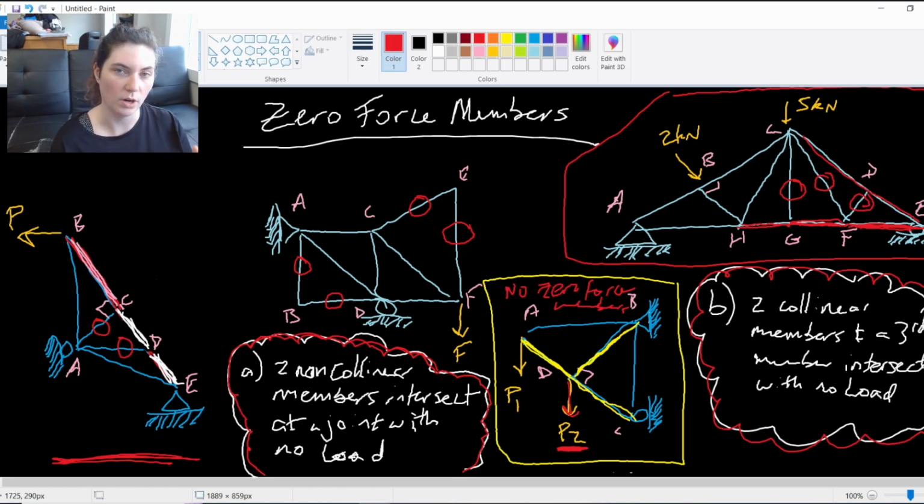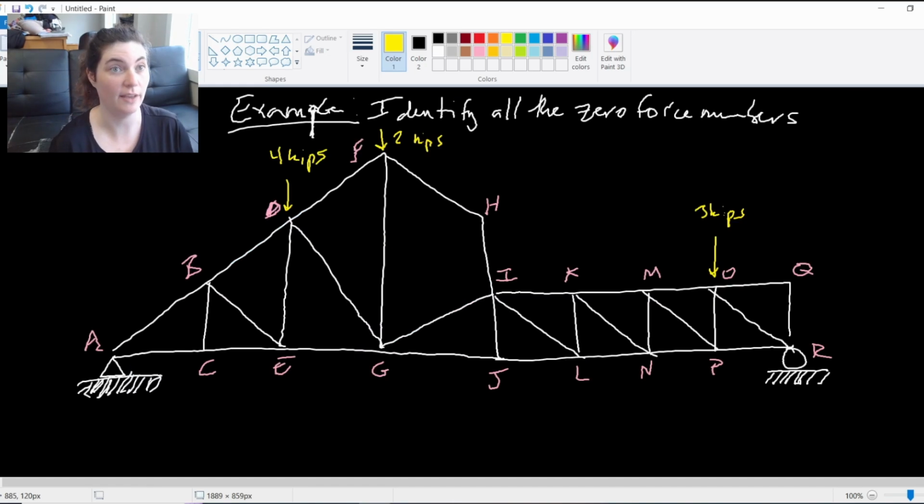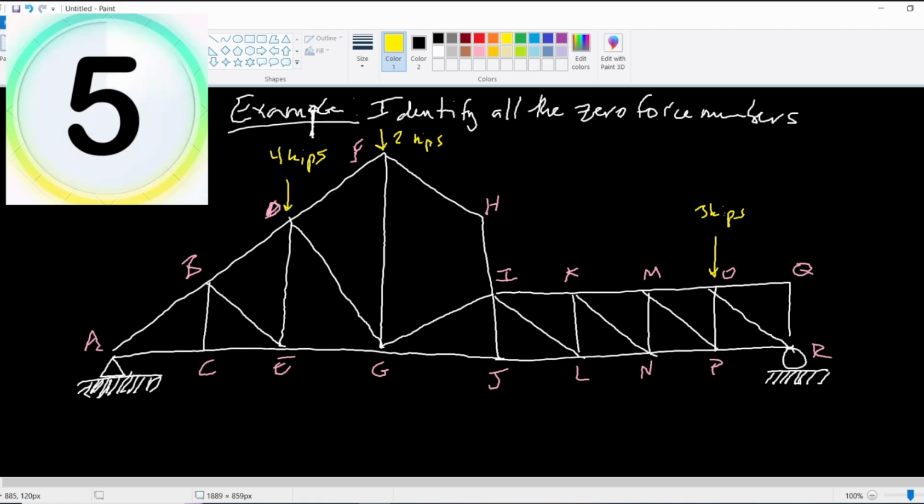Let's take a look at one more example. So for this example, we have a really big truss, something that would be probably pretty painful to find all of the forces in every member for every single member of this truss. So what we're going to do is to identify all of the zero force members. So go ahead and pause the video and see how many you can identify on your own, and then we'll talk about it together.